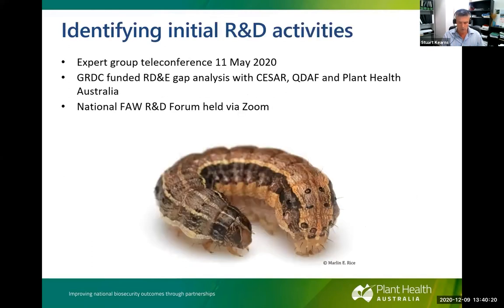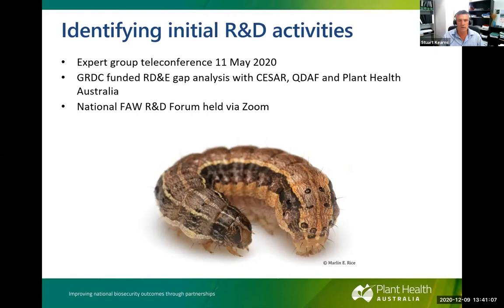So we knew very early in the piece that after that initial flurry of standing up R&D activities across the north, there was a need to avoid tripping over one another, to look at how we can coordinate things better, and how we can share responses, knowledge and methodology across the country. So it became clear that we needed to identify what projects were being stood up across the country. First of all, there was an expert group teleconference called from members undertaking R&D right across the country, back on the 11th of May.